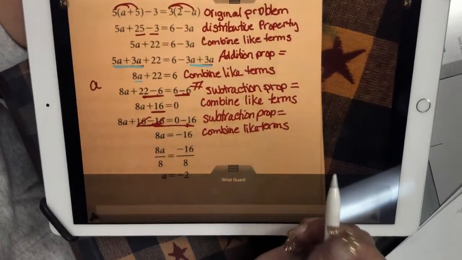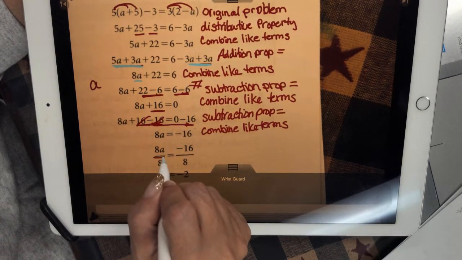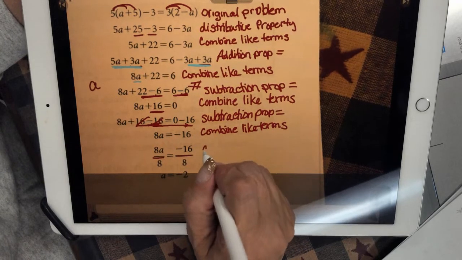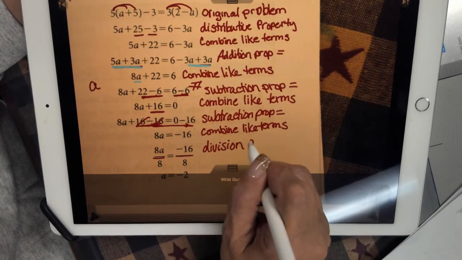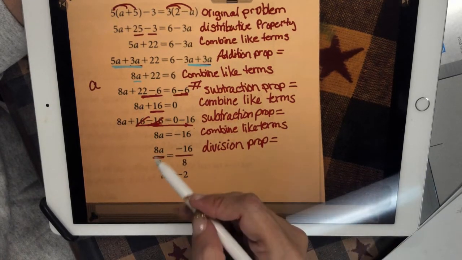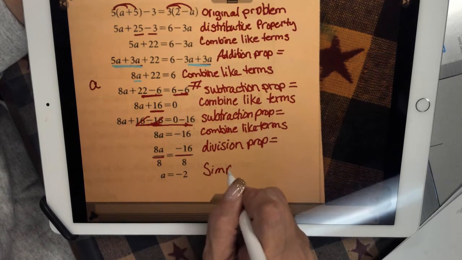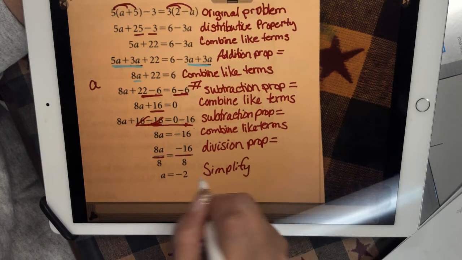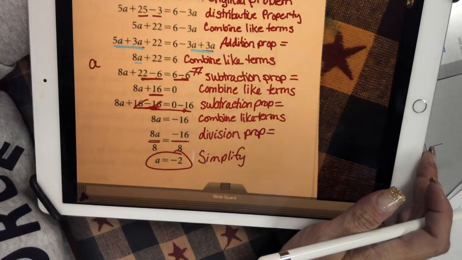And he's going to divide both sides by 8 right here. So we call that division property of equality. And then he divides by 8 and gets negative 2. So that is simplify. Yeah, I'm good with his answer. That's right. Took a crazy way to get there, but yeah.